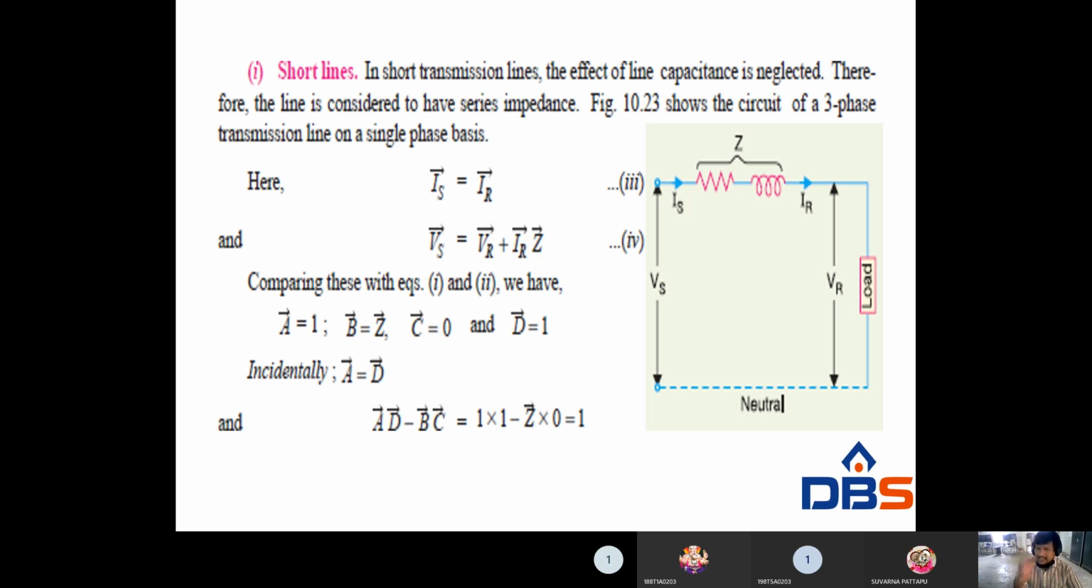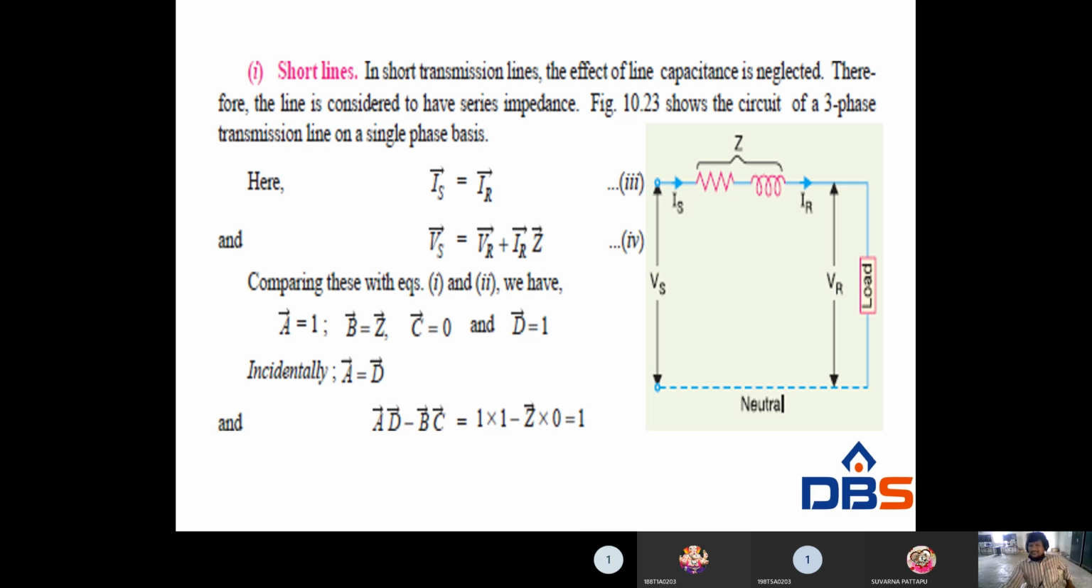So we just consider resistive and inductive effect for calculating the ABCD parameters, and also calculating the regulation and efficiency also. Look at the figure. Vs, Is is the sending end current, and Z, R plus jXL is nothing but Z, and receiving current IR, receiving end voltage VR, right? So look at the figure.